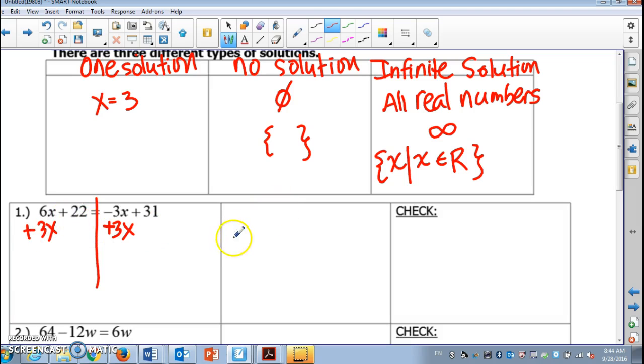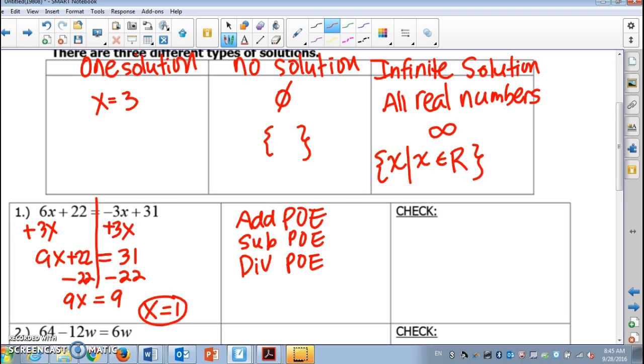Since we're adding 3x to both sides, what do we call that property? So then 6x plus 3x becomes 9x plus 22 equals negative 3x and positive 3x is gone, 31. Now, can we finish the rest? Please pause the video and finish the question. Okay, so did everyone get the answer of x equals 1?